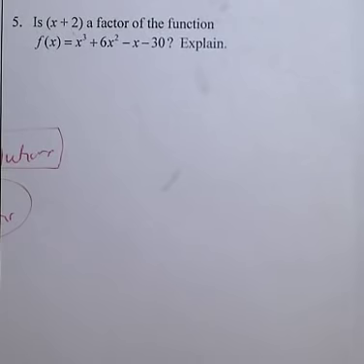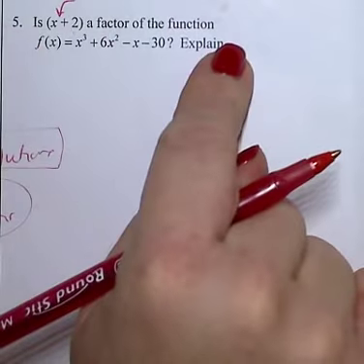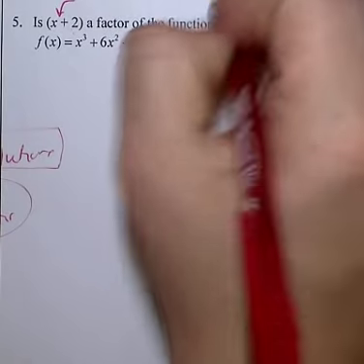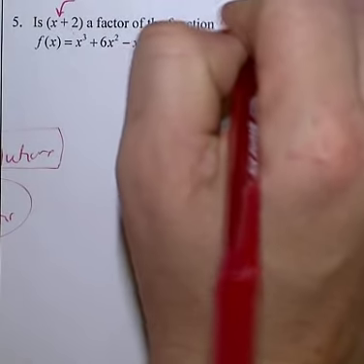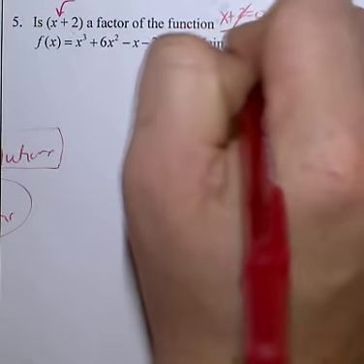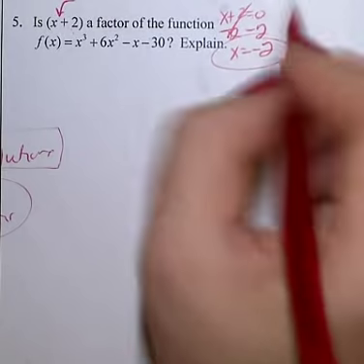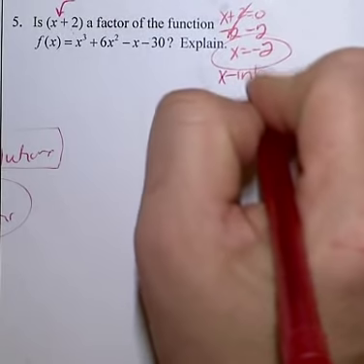Is x plus 2 a factor of the function? Please draw a little arrow here. When it says is x plus 2 a factor of this function, what it means, watch, I'm going to go x plus 2 equals 0. So I have to subtract 2 to get x isolated. What this means is x equals negative 2 an x-intercept.